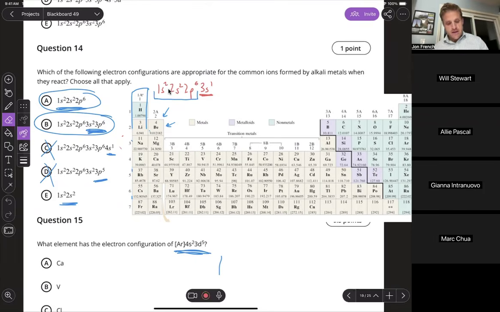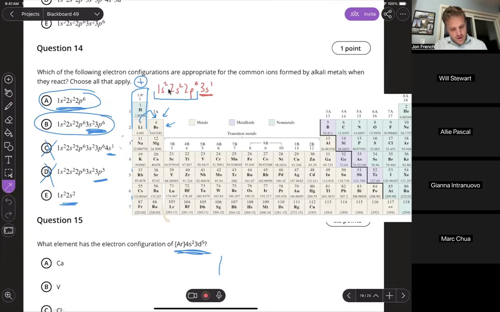Our group 1 metals react to lose an electron and form a +1 cation. Lithium doesn't react to gain an electron, and that's what it would need to do to obtain that configuration. So choice E isn't a possible answer. That's not a noble gas configuration. And just in the future, just ask public questions so everybody can see.